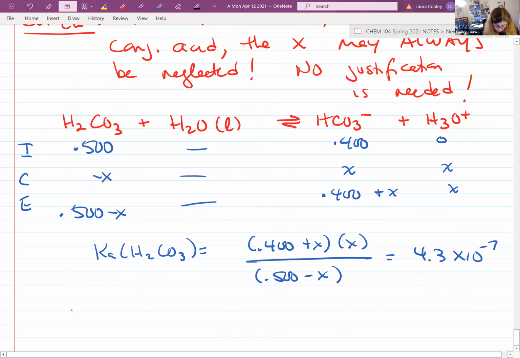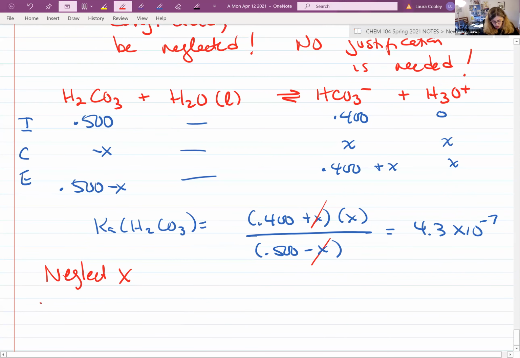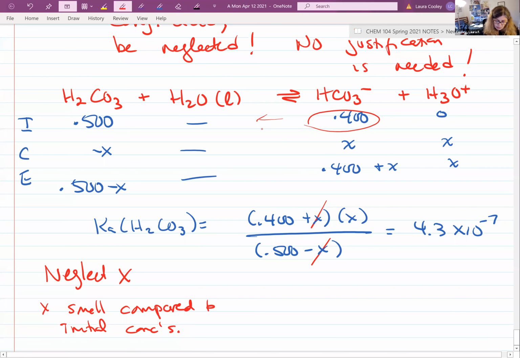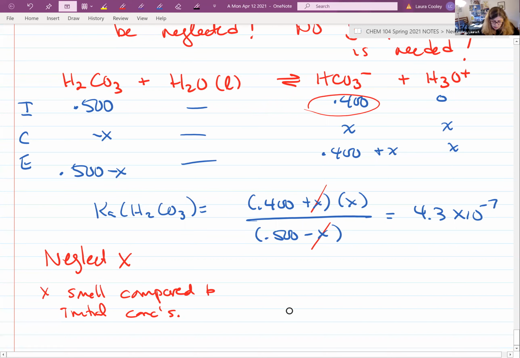So we're going to neglect the X. That means we're going to cross it out here and cross it out there because it is small compared to these initial concentrations. And I know it's very small because I added a whole bunch of acetate in this problem, which drives the equilibrium more to that side. And so I can neglect my x. And then this becomes a relatively simple problem to solve.